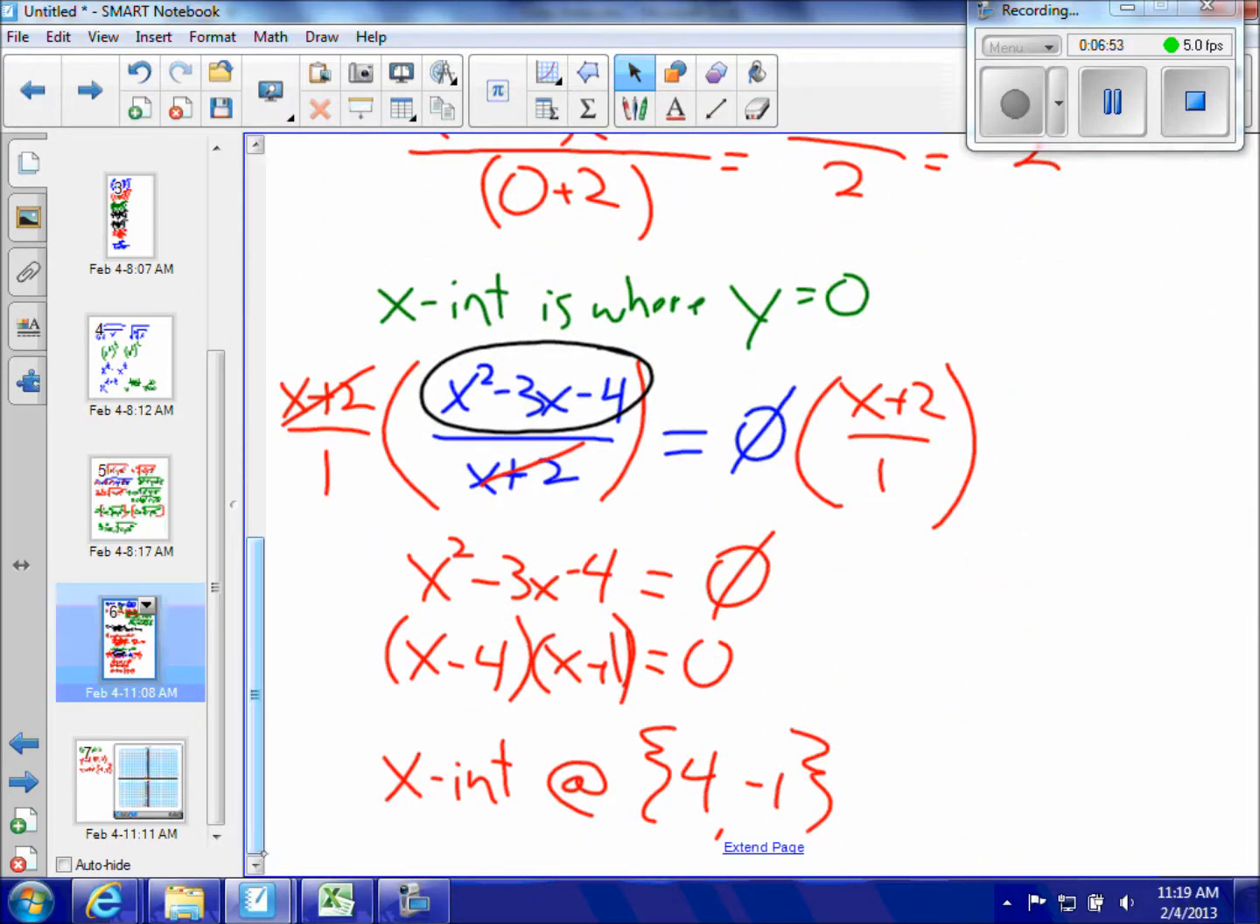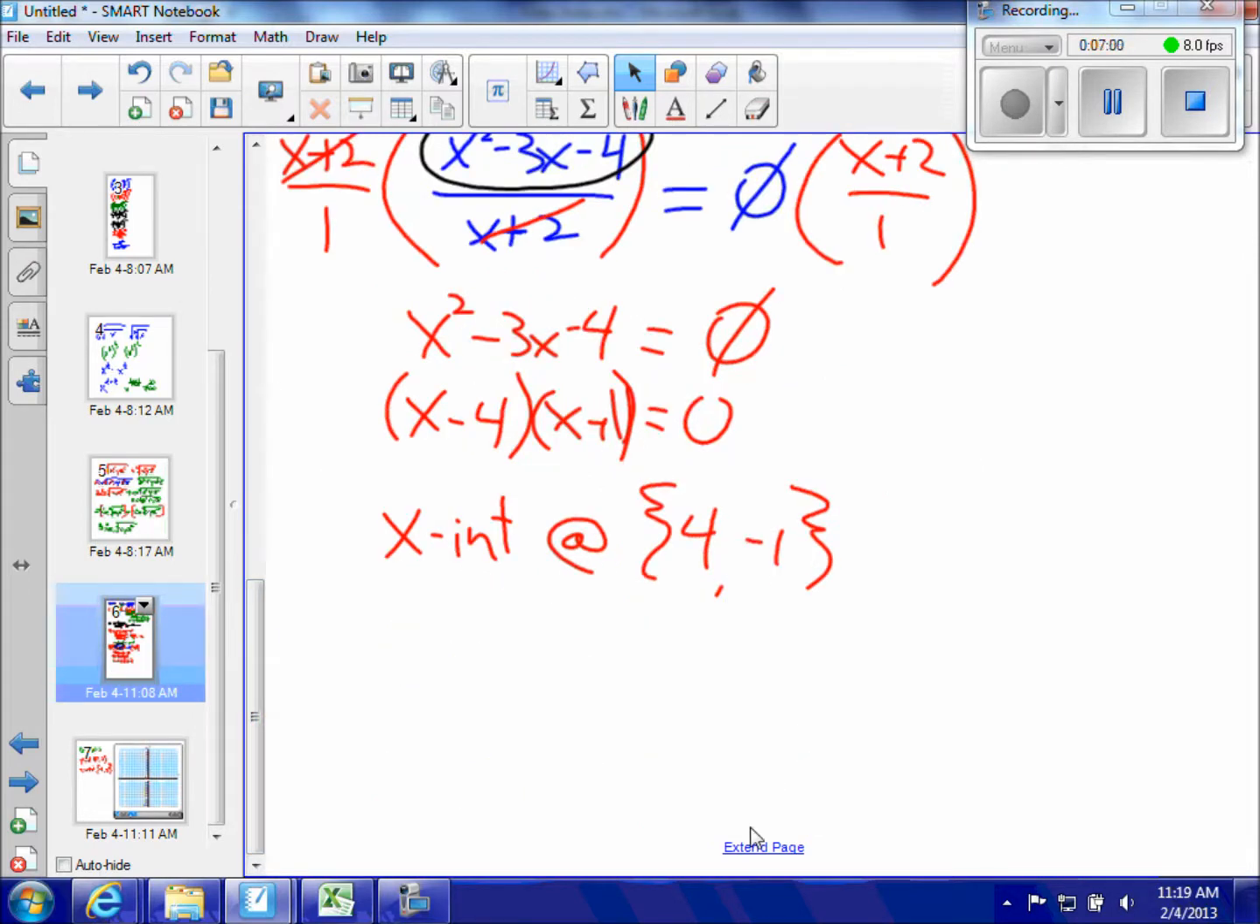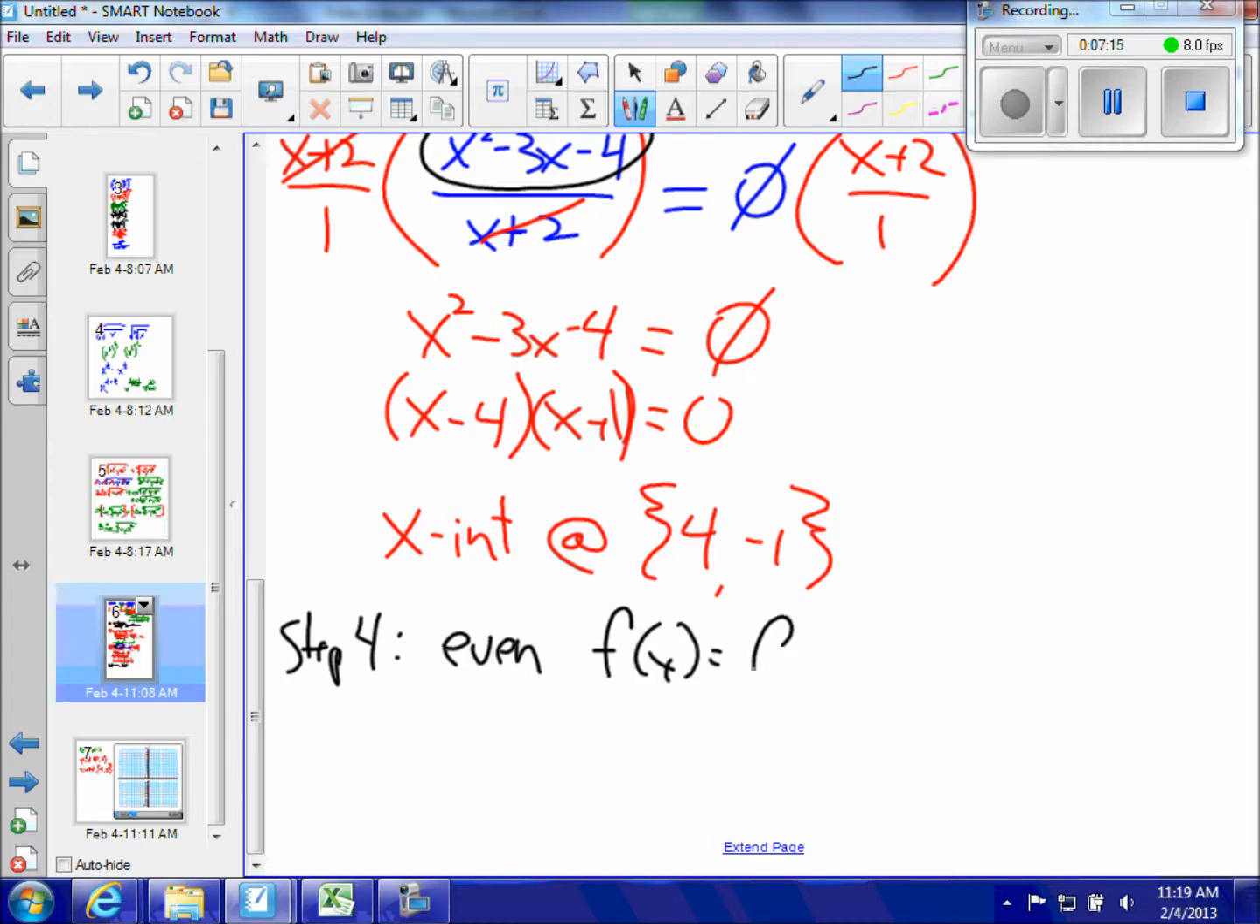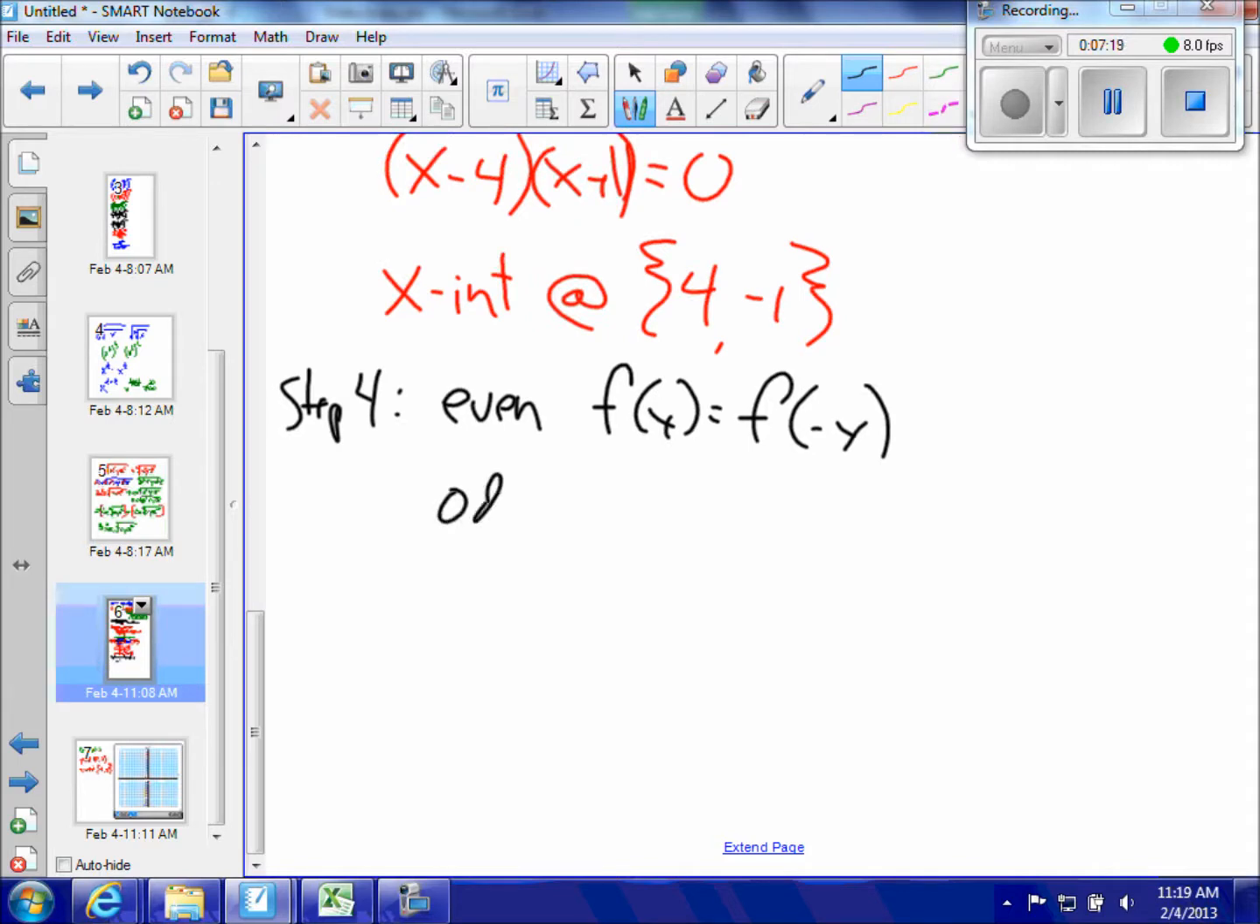Okay, so I found my intercepts. Test for symmetry. Symmetry, that's step 4. Well, even means that f of x is equal to f of negative x. And odd means that negative f of x is equal to f of negative x.